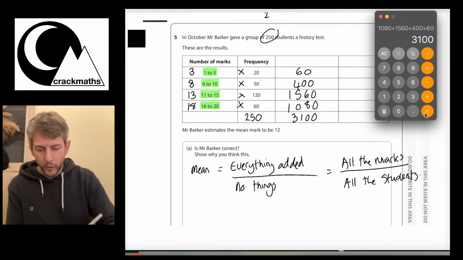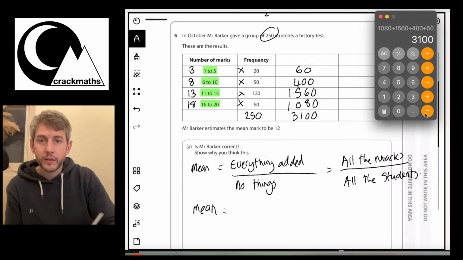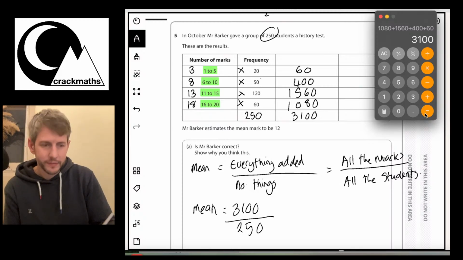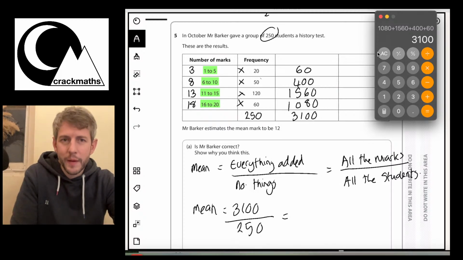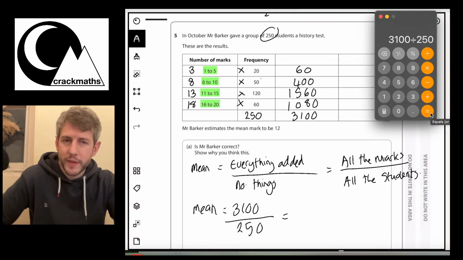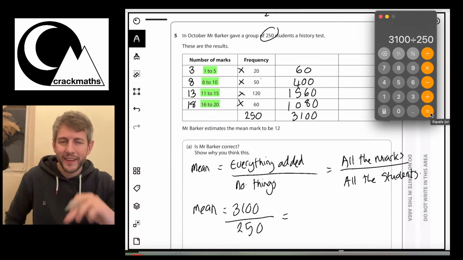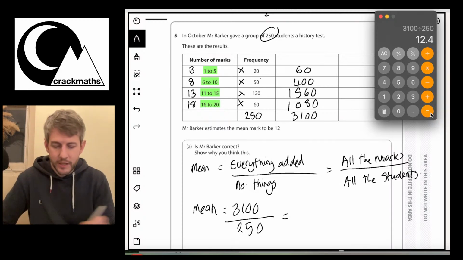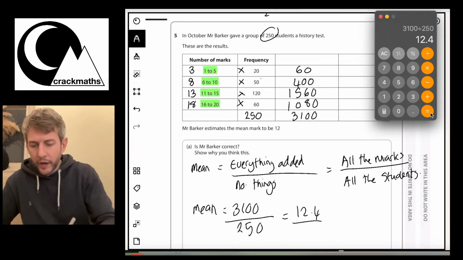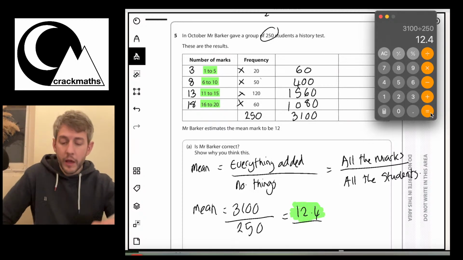So the mean is going to equal 3,100 divided by 250. Okay, so let's work out that. So here we go, 3,100 divided by 250. Now remember, it's really important which way round you write these numbers, but there is a way to check if you've done it the right way, and I'll talk about that in a second. So the mean here is 12.4.